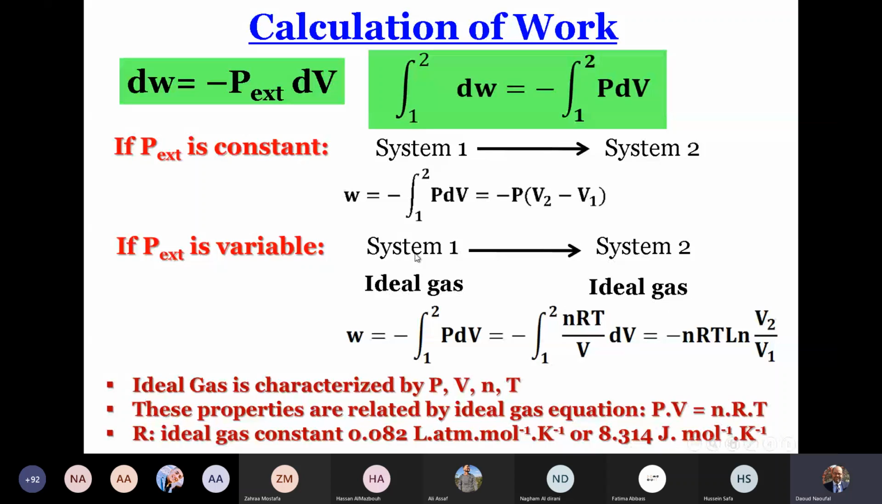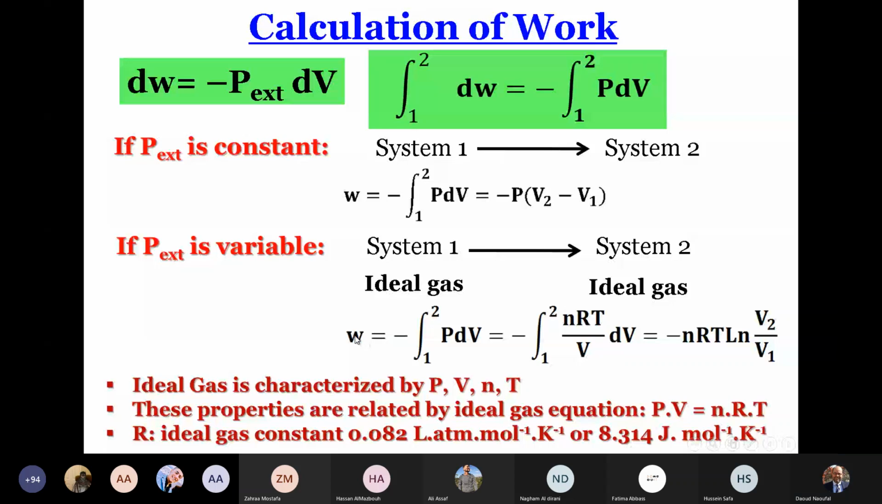So suppose in this transformation from system 1 to system 2, we have an ideal gas. We cannot put P outside the integral since P in this case is variable. It depends on the volume, and since the volume is variable, P is a function of the volume. So what to do? We have to substitute P as a function of the volume. PV equals nRT, so P equals nRT divided by V.